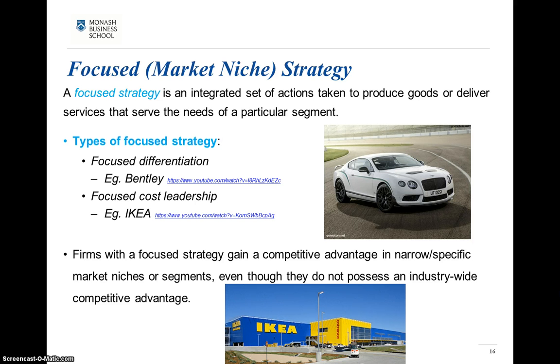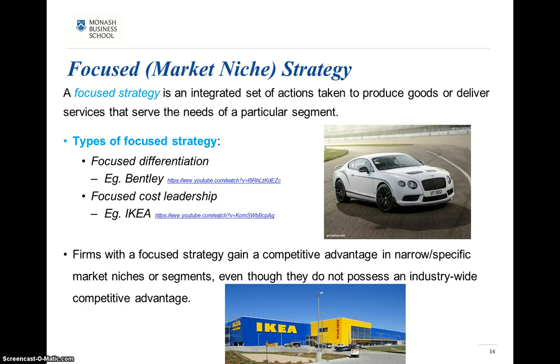There are two types of focus strategy that we will have a look at. The first is focus differentiation, which is where, not surprisingly, it is just like a general or broad differentiation strategy, but here you are targeting a very specific group of people by trying to offer higher levels of value. So a good example here is the car company Bentley, who clearly offer a differentiation strategy in that they try to make their cars have a greater value as perceived by the customers, but they also target a very specific niche.